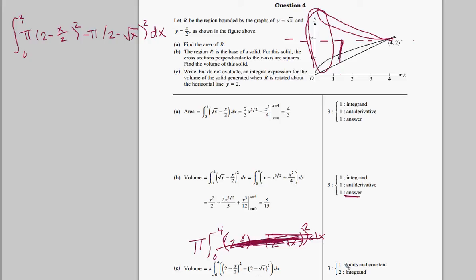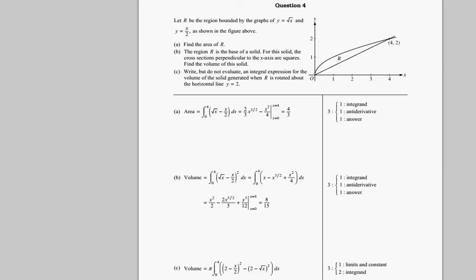Leave it alone, okay? You can see you get your point here for having the correct limits and the correct constant. I think that would be pi hanging out there. And then you get a point for the correct integrand. But again, this expression right here will award all of the points as well.